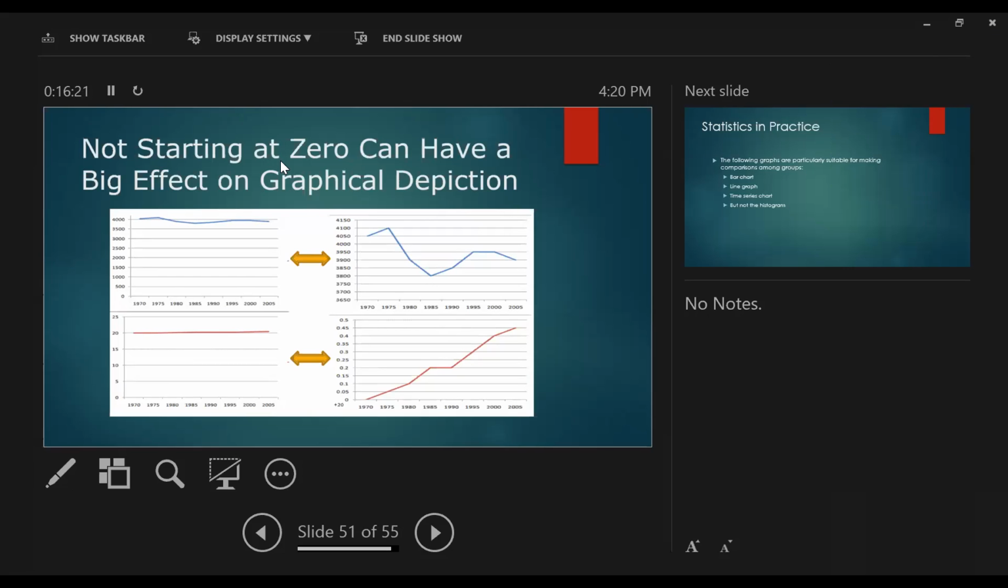Okay, so let's look at this one. Not starting at zero can have a huge effect on a graphical depiction. So here's at zero versus starting at a totally different point. Okay, you see the difference here? Like this is not highlighted in here.